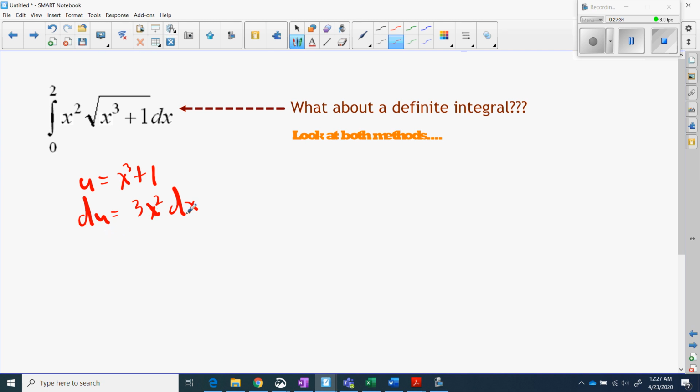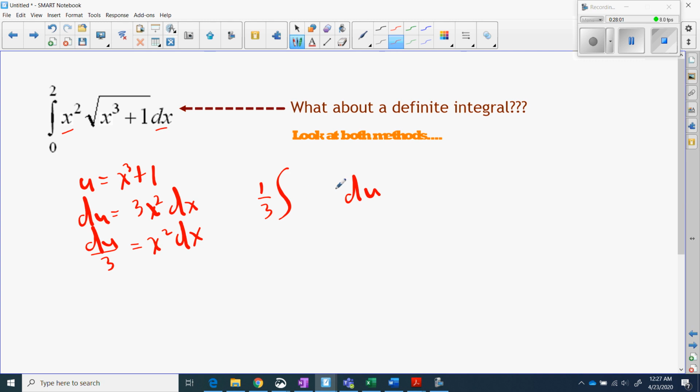So to get x squared dx, I'm going to put du over 3. That's equal to x squared dx. And again, notice I'm just ignoring the bounds on my intervals altogether at this point. I'm going to rebuild the question with my new variable. x squared dx is your du over 3, so 1/3 du.